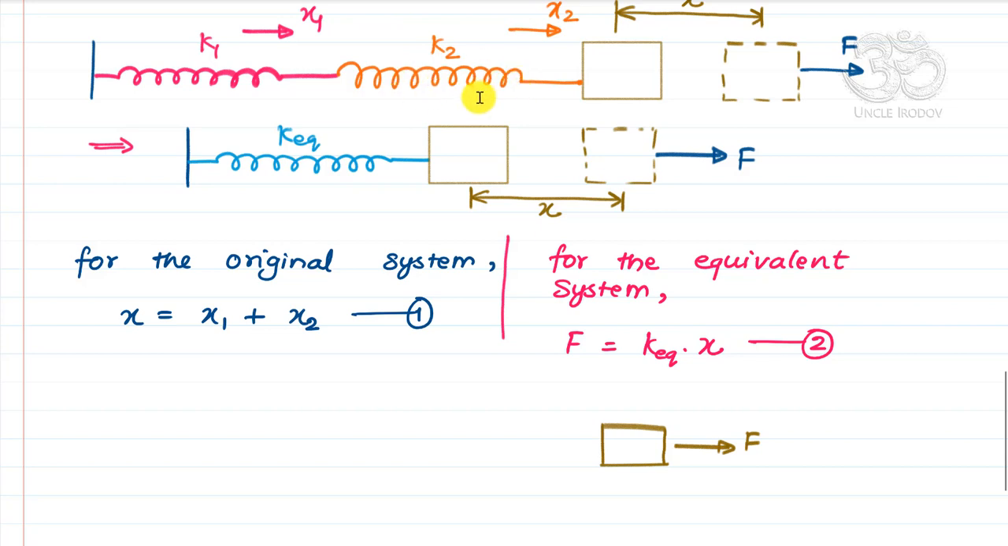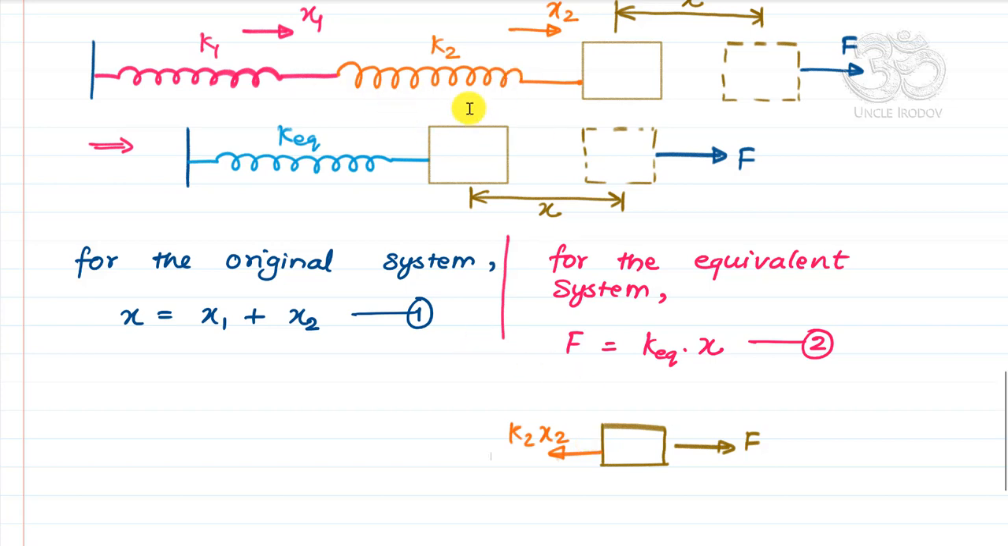So since the orange spring had suffered an extension, therefore the right end of the spring as well as the left end of the spring will try to move in such a manner that the spring goes back, it becomes smaller. And the force on this block on the left hand side can be written as K2x2. Fine. Now let's have a look at the orange spring itself.